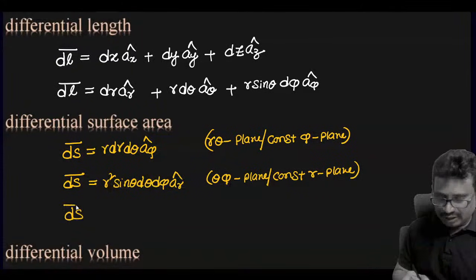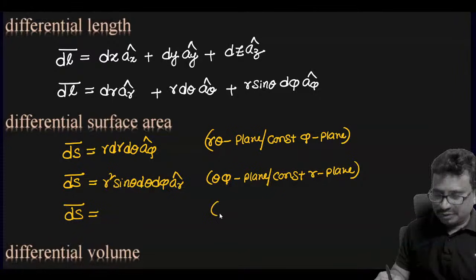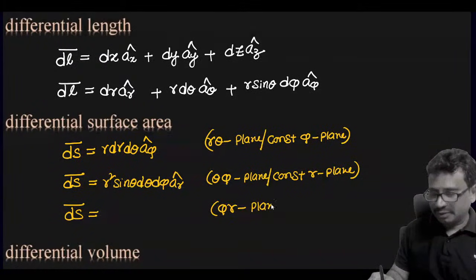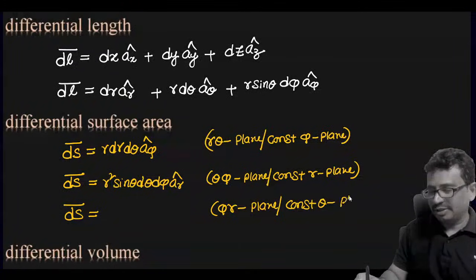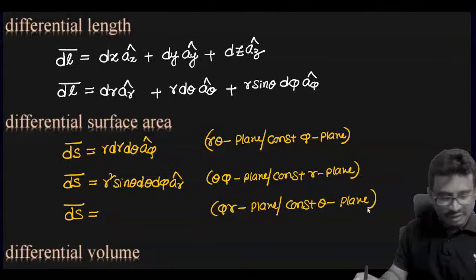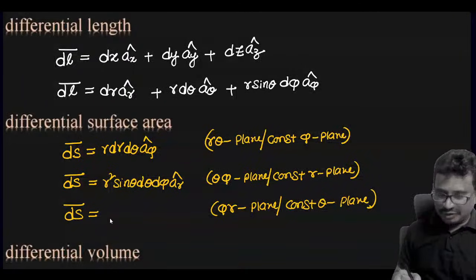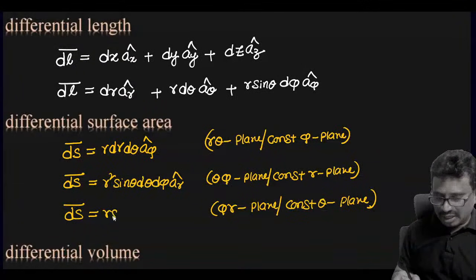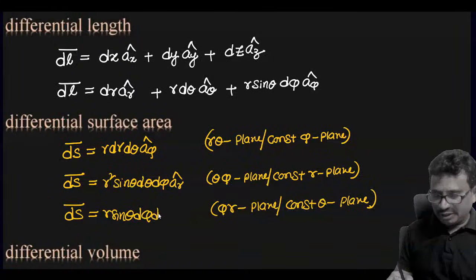Next, dS in the phi r plane, which is a constant theta plane, will be r sin theta d phi dr into a theta.